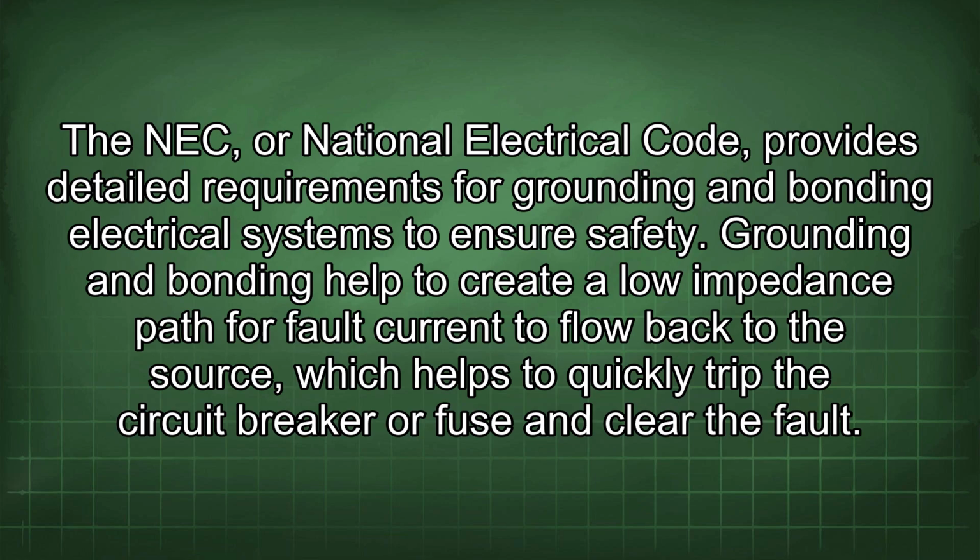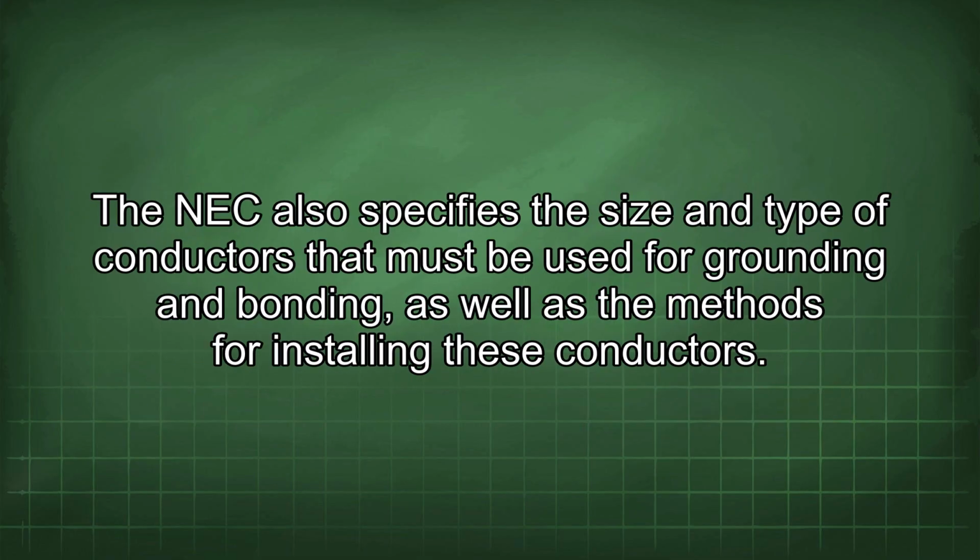Grounding and bonding help to create a lower impedance path for fault current to flow back to the source, which helps to quickly trip the circuit breaker or fuse and clear the fault. The NEC also specifies the size and type of conductors that must be used for grounding and bonding, as well as the methods for installing these conductors.